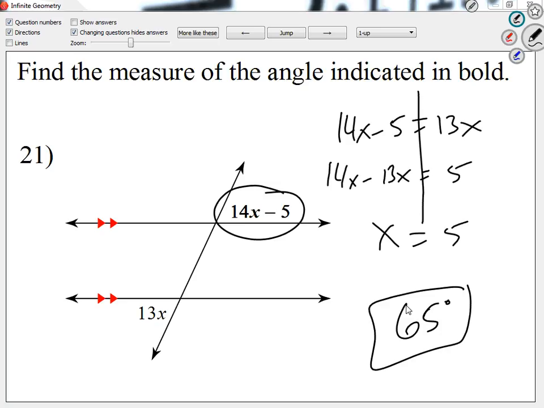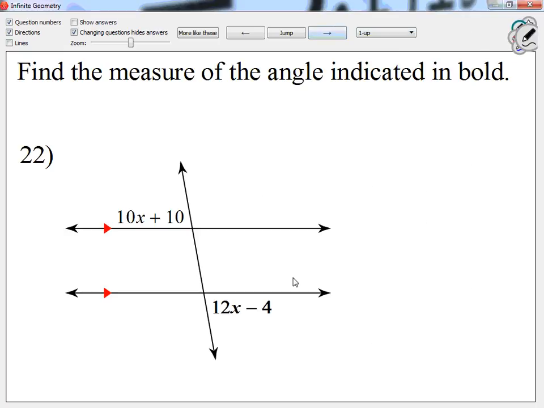Remember, the question is not what is x. We solve for x in order for us to be able to answer the angle. So don't come and say x equals 5. I'm asking for the angle. So solve for x and then plug it in. 22. Alright, let's take a look at 22.